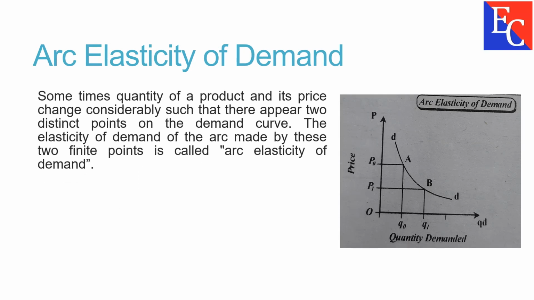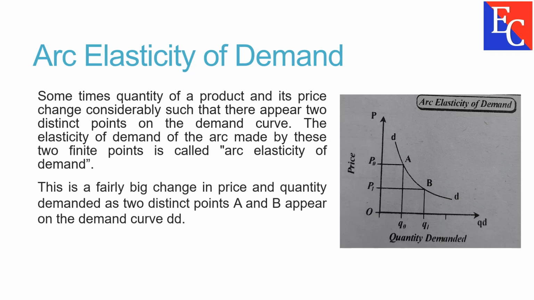Arc elasticity of demand. Sometimes quantity of a product and its price change considerably such that there appear two distinct points on the demand curve. Elasticity of demand of the arc made by these two finite points is called the arc elasticity of demand. In the figure, at price P0 quantity demanded is Q0, at price P1 quantity demanded is Q1. There is a fairly large change in price and quantity demanded, as two distinct points A and B appear on the demand curve DD.